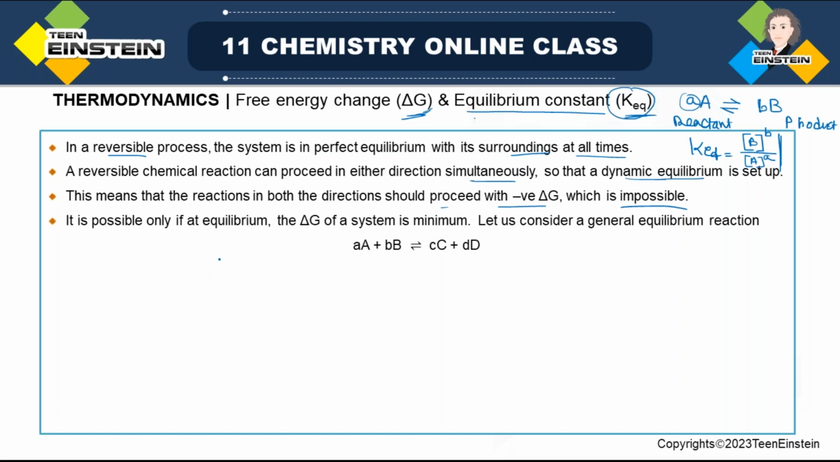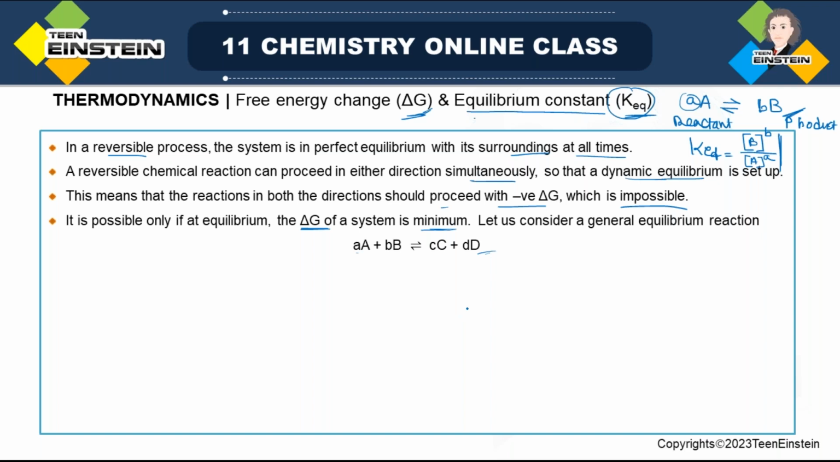We can consider that it is possible only if at equilibrium del G of a system is minimum. Fine. So suppose we have this type of reaction. Here it is a very simple example I have given. Here you can see a moles of capital A plus b moles of capital B. These two are on the reactant side. On the product side we have c moles of capital C. Another product is also there, d moles of capital D.